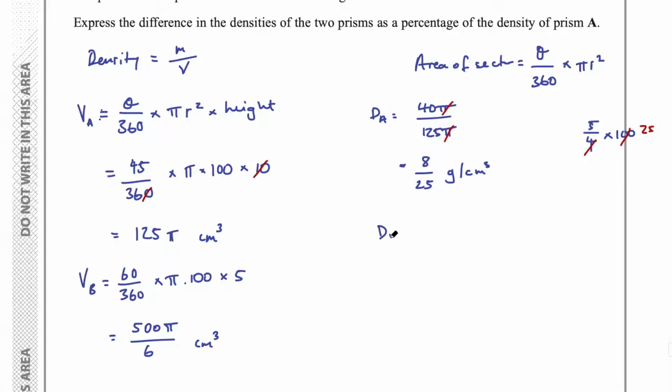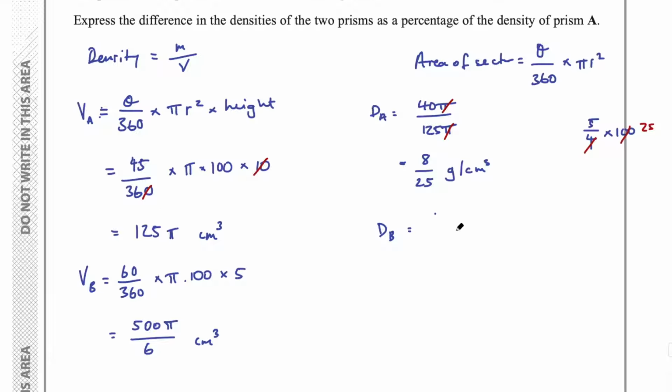And then the density for B is going to be the mass, which was 50 pi grams, divided by the volume, which was 500 pi on 6. Okay, so I'm dividing by a fraction, so I want to flip that around and multiply. So this would be 50 pi times 6 on 500 pi.